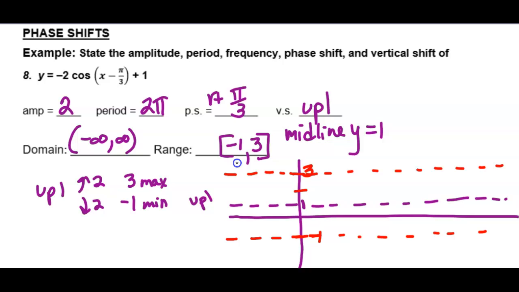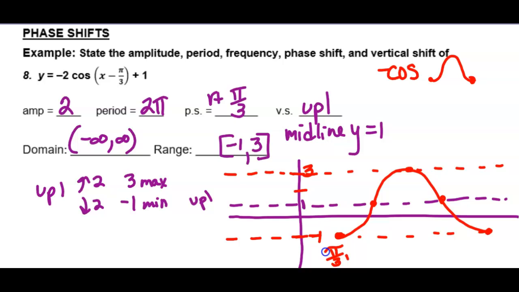Now, this has shifted to the right pi over 3, so it's going to start over here. Oh my goodness, and it's a negative cosine, so it's going to start at its minimum, go up, and go back to the minimum. So I don't know where that's going to be. I'm just going to start over here somewhere, start at the minimum, midline, maximum, back to the midline, minimum. Okay, so this was a shift to the right pi over 3, and it was down at the minimum. Now we've got to figure out what to label all the rest of these points.